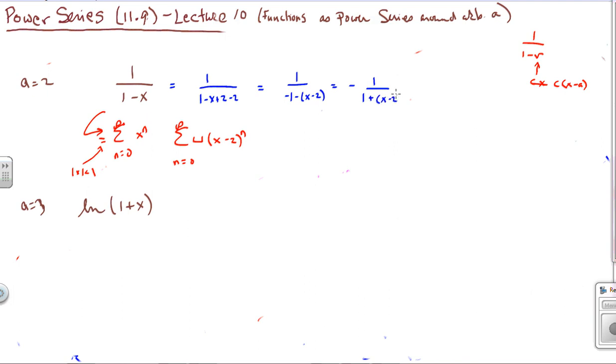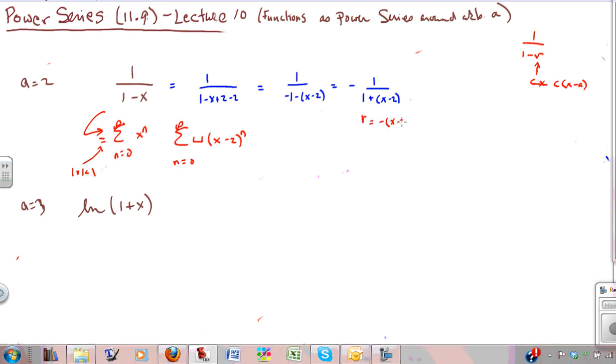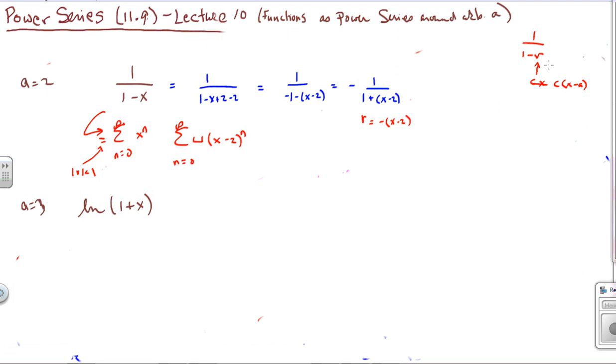So what is my r going to be in this case? My r is going to be negative the quantity x minus 2, right? So as long as the absolute value of that thing is less than 1, this is going to equal the power series minus 1 to the n, x minus 2 to the n.